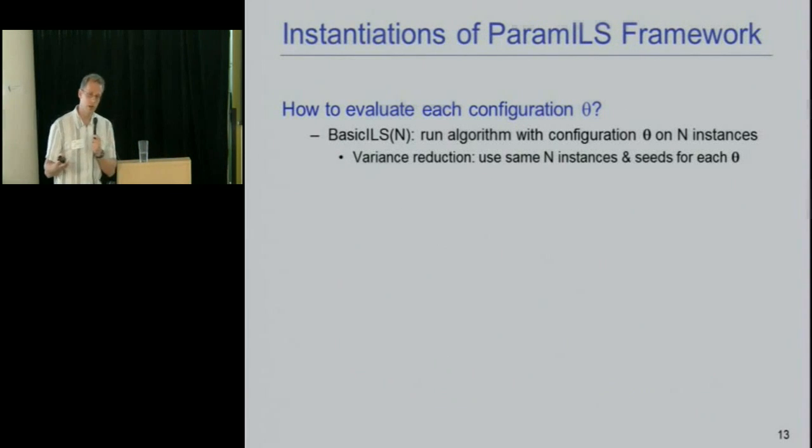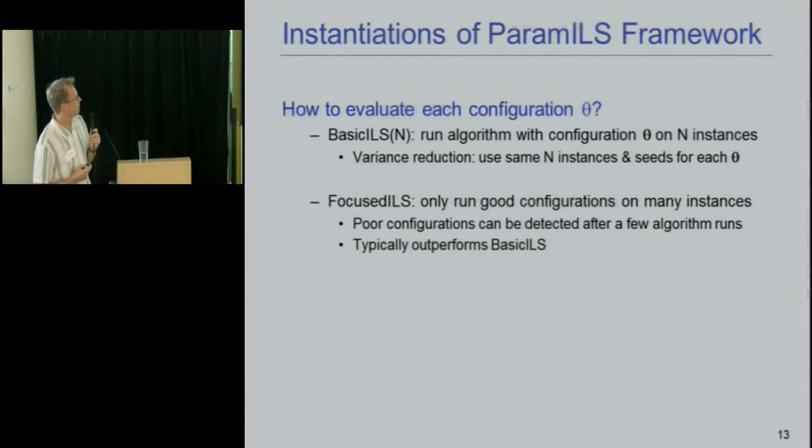Now, what I haven't told you is how you evaluate the performance of each configuration here. We have two instantiations of this framework. The first one is really basic. You use the same fixed n instances to evaluate each configuration. And we have a simple variance reduction scheme where we also use the same seeds, etc.